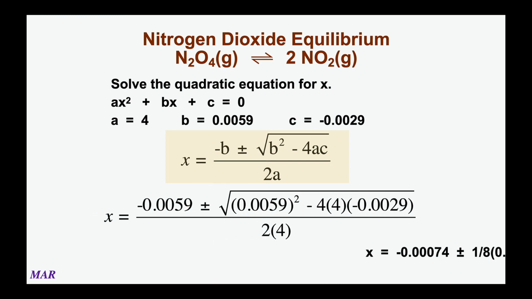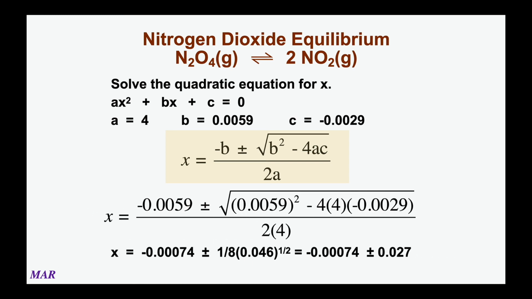So knowing that, we can put all of those things in. Negative b would be minus 0.0059, plus or minus the square root of 0.0059 squared minus 4ac. So minus 4 times a, 4, times c, negative 0.0029. Got to do a little bit of math here, but no problem. We need to divide everything by 8, the 4 times 2. And when you do that, you get negative 0.00074 plus or minus 1/8 of the square root of everything in the parentheses, which is 0.046.